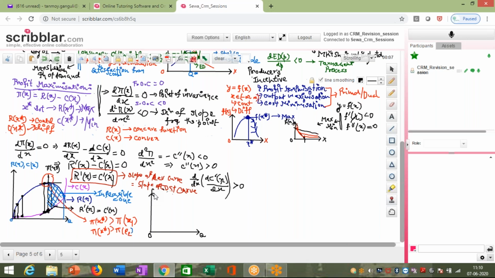So over here I'll have the total cost structure, and from here I'll have the average cost, marginal cost, and so on.